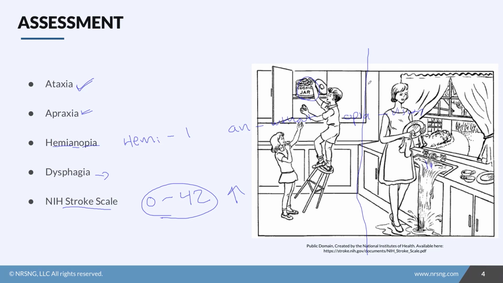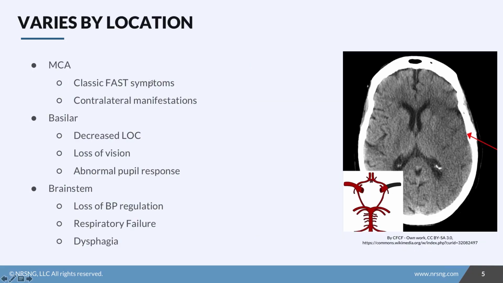So this is really important for us to be able to determine their ability to speak and their ability to see, and what their vision field is like. So this is one of the images we use in that NIH stroke scale. Now, we talked about this a little bit in the ischemic stroke lesson, but remember, the presentation of each patient is going to vary based on where the stroke is located.